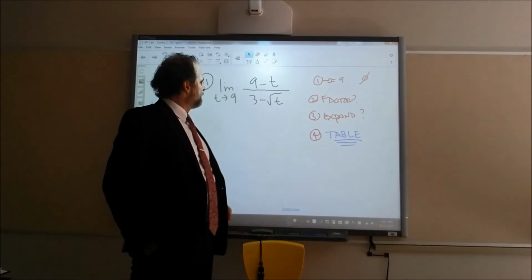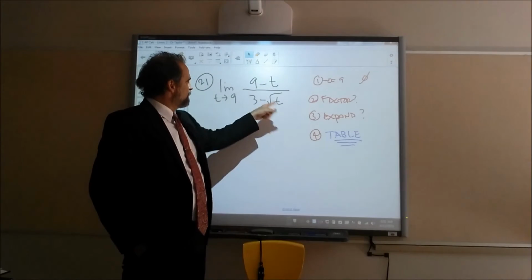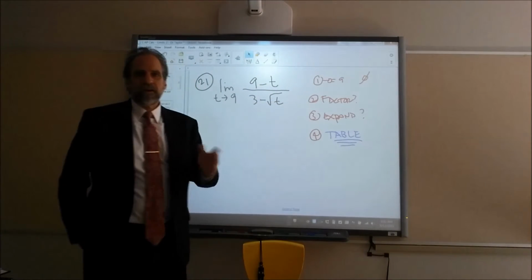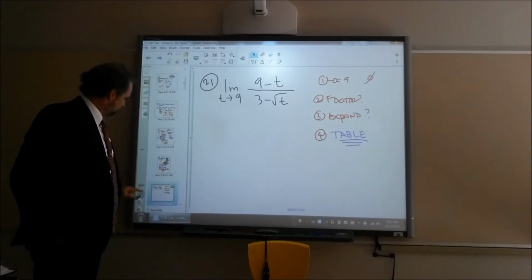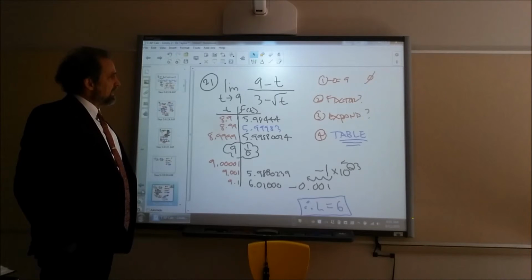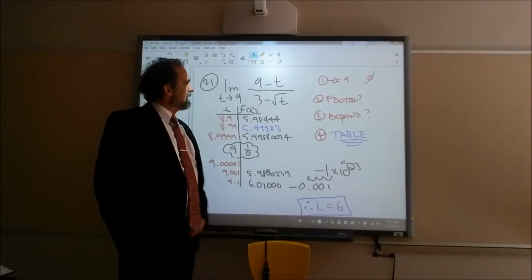9 minus 9, nothing. 3 minus the square root of 9 is 3. 3 minus 3 is nothing. 0 over 0, indeterminate. So this doesn't work. Yeah? So I can't factor and I can't expand.